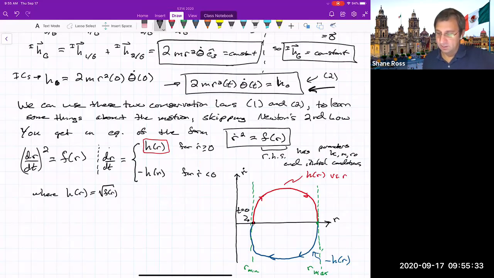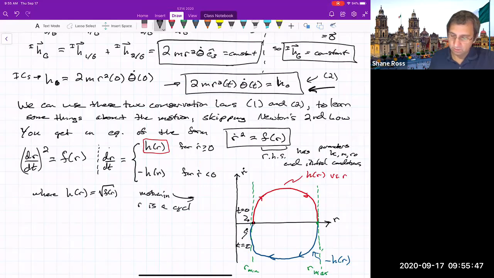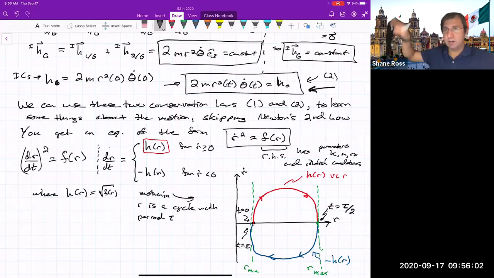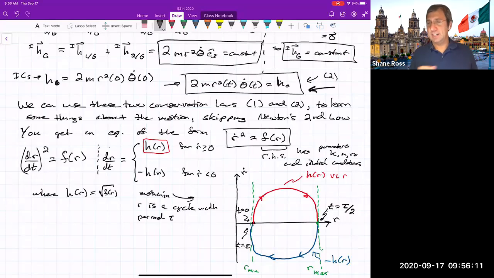So this forms a cycle. Let's say this thing starts at t equals 0. When it comes back here, it's gone a full cycle. Let's call that t equals tau. So motion in r is a cycle. It's periodic with a period tau. After a half cycle, that's t equals tau over 2. And then this cycle just keeps repeating. That's it. The radial motion is just a repeating thing. It might not be exactly a sine curve, but it will be periodic.